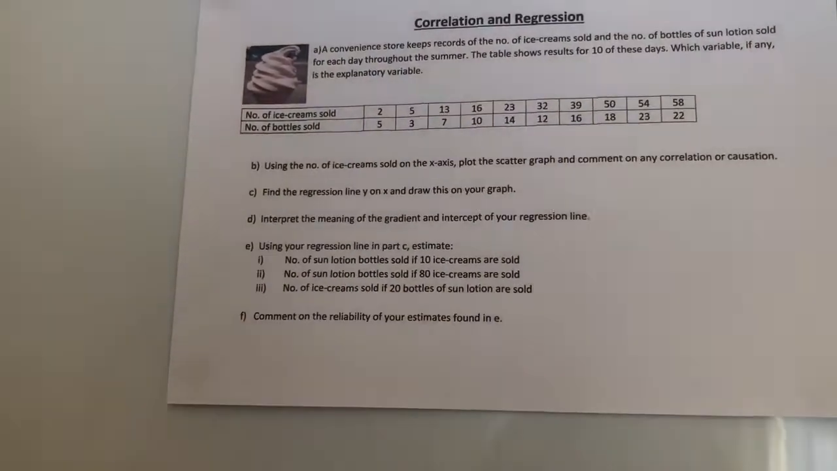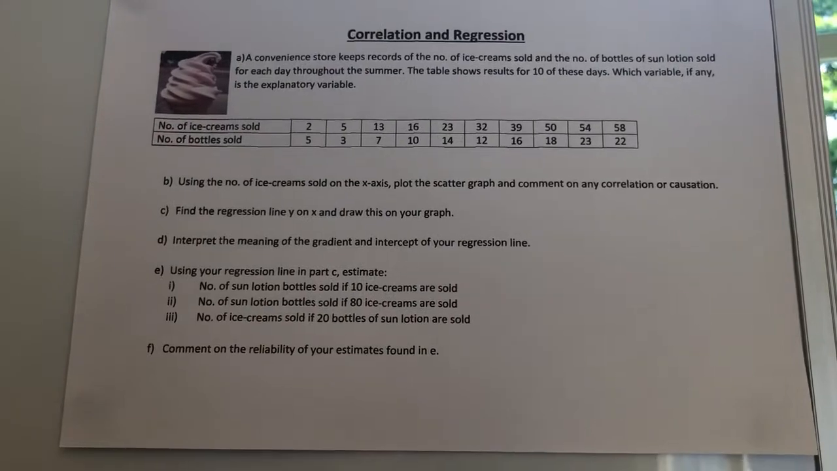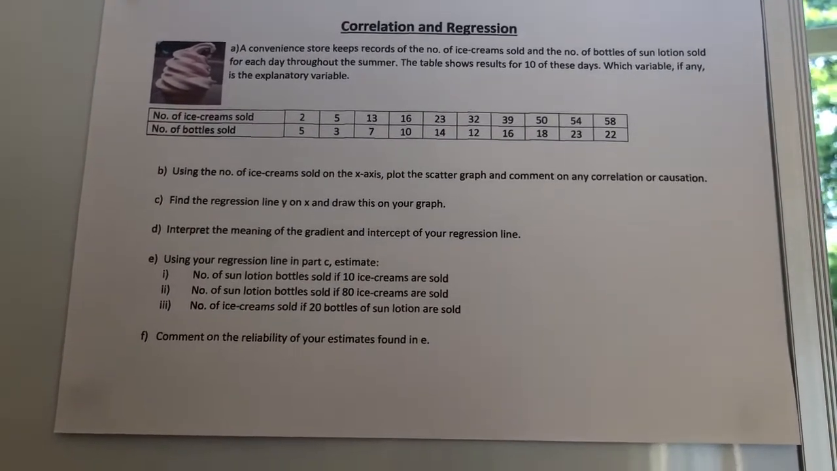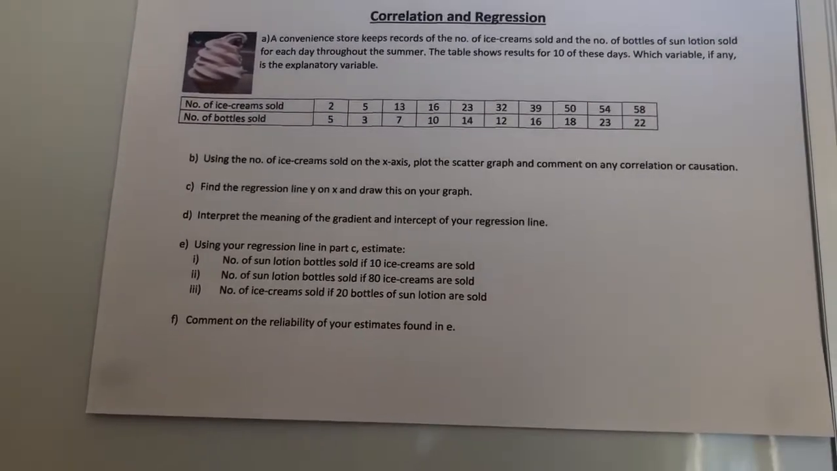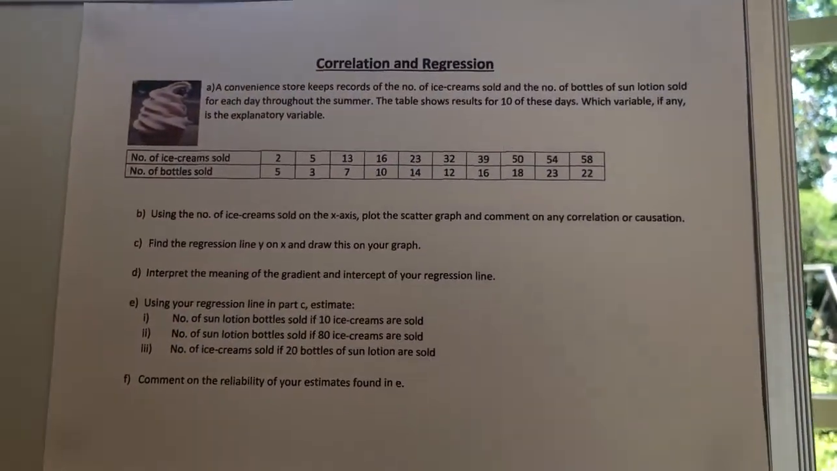And we're just going to do parts A and B together now. And B, using the number of ice creams sold on the x-axis, plot the scatter graph and comment on any correlation or causation. Okay, if you can zoom out, Bella.